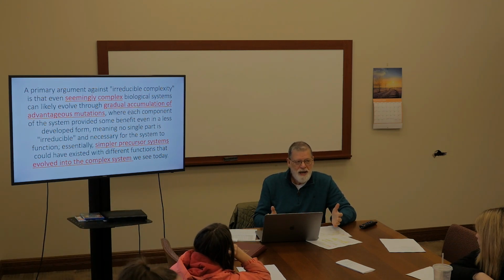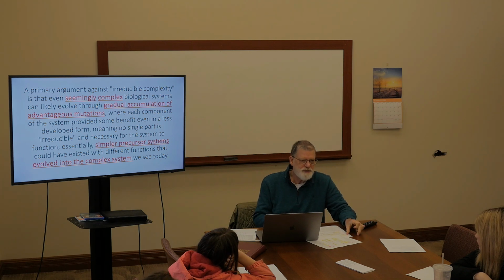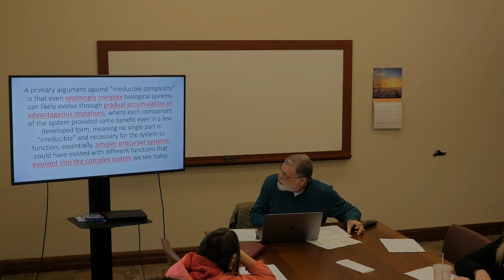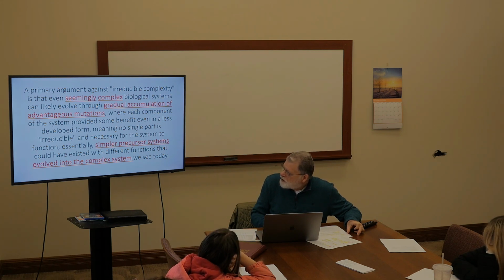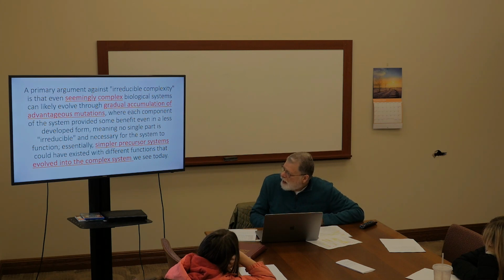meaning no single part is irreducible. So think about the mousetrap. So the mousetrap together is irreducibly complex, but they're saying, but the board isn't. Okay? Meaning no single part is irreducible. No single part. Well, we already know that, right? And necessary for the system to function. Essentially, simpler precursor systems, in other words, something that came before probably had that set up and then evolved into it, could have existed with different functions that evolved into the complex system we see today.